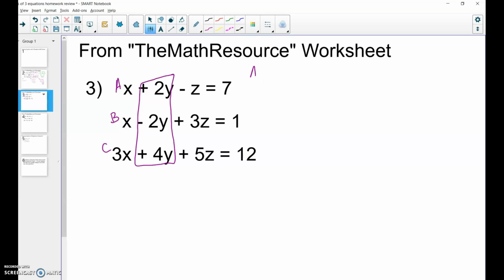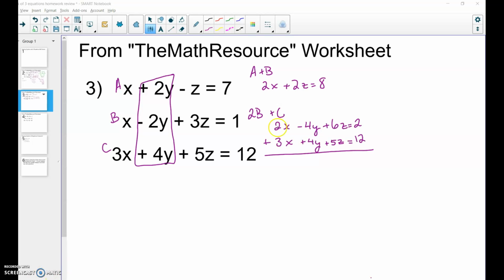So first equation I'm going to do is a plus b, because that will cancel my y's out right away. Then I'm going to do 2 times b plus c. That'll get negative 4y, so that'll cancel it out as well. So I'm just going to rewrite those first when I multiply the first one by 2. Okay, so I rewrote that first equation, that's 2 times b. Then my second equation is just c, add those together.